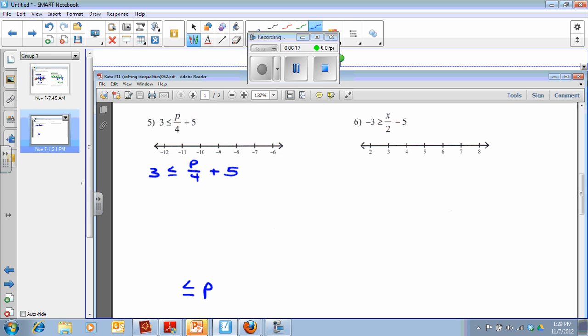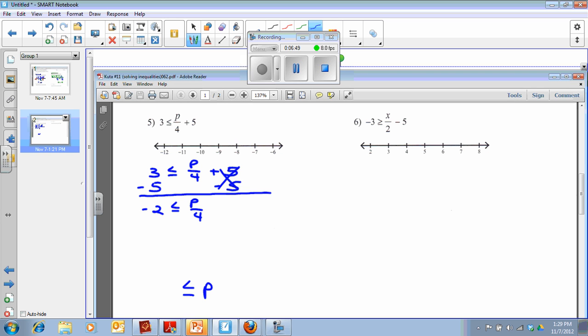And now I need to get rid of 2 things, the denominator 4 and a positive 5. Remember, let's save what's associated with the variable for last. So what's the opposite of a positive 5? Negative 5. Let's do the same thing over here, negative 5. There's my sum line. 3 positives and 5 negatives is a negative 2. I'm not going to be flipping my inequality sign, so that's going to be less than or equal to some number p divided by 4, and a positive 5, negative 5 cancel.